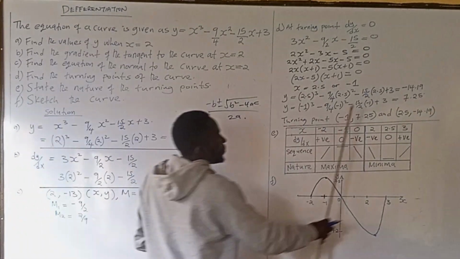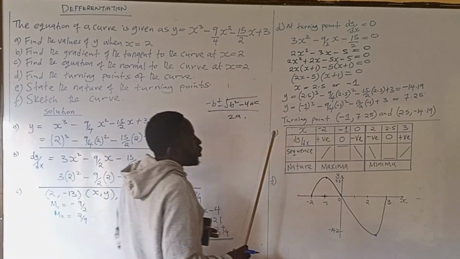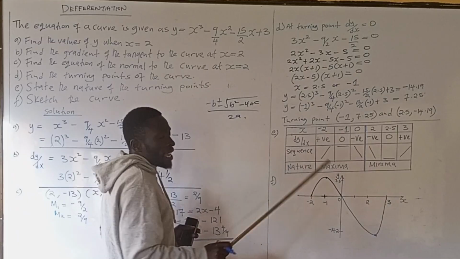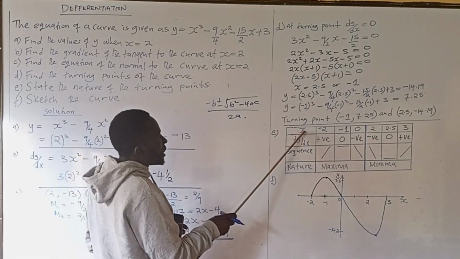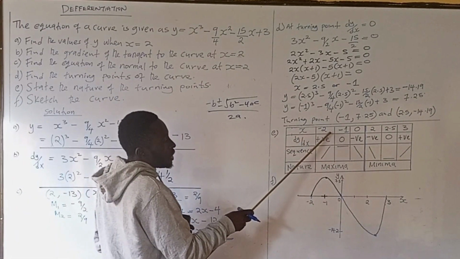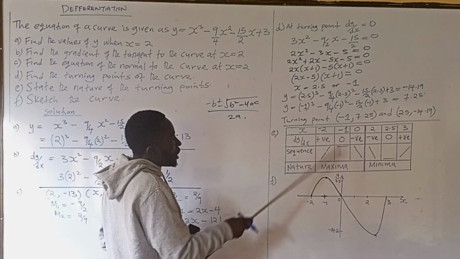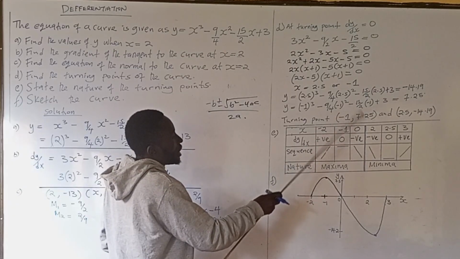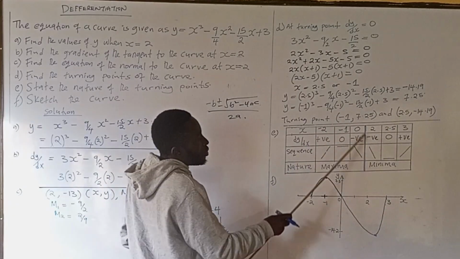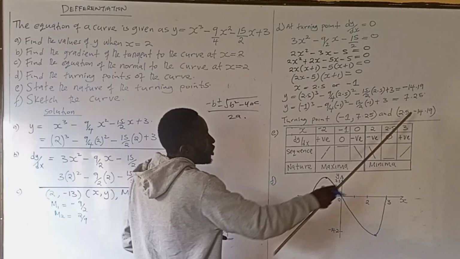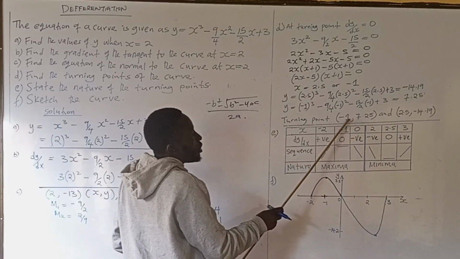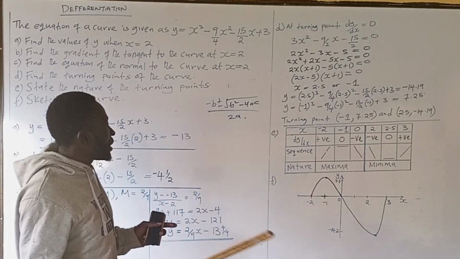draw a table. In this table, you only deal with x. So you put x, you draw three columns, 1, 2, 3 for this one, then you draw another 1, 2, 3 for this one. And you're only dealing with x, ignore the y's.